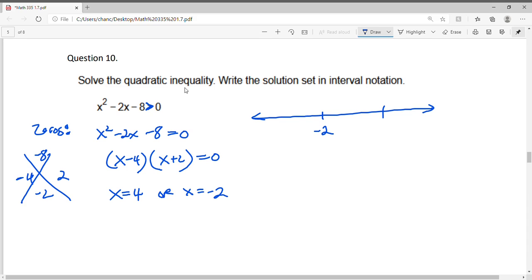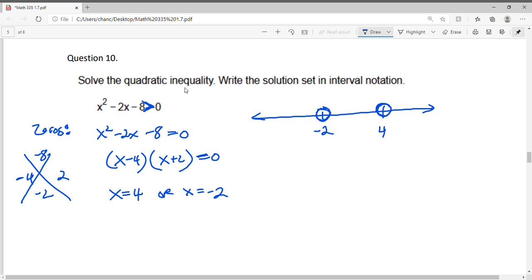We have a -2 and a 4. Both of these will be open circles because this is when the quadratic is equal to 0. I don't care about when it's equal to 0. I want it to be strictly greater than 0. So we want to leave these as open circles because these are not part of our solution to this inequality.